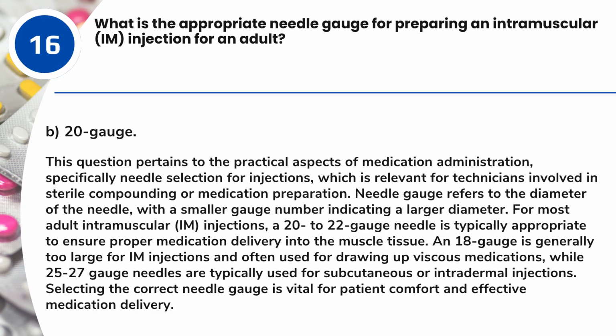is relevant for technicians involved in sterile compounding or medication preparation. Needle gauge refers to the diameter of the needle, with a smaller gauge number indicating a larger diameter. For most adult intramuscular, IM, injections, a 20 to 22 gauge needle is typically appropriate to ensure proper medication delivery into the muscle tissue. An 18 gauge is generally too large for IM injections and often used for drawing up viscous medications, while 25 to 27 gauge needles are typically used for subcutaneous or intradermal injections. Selecting the correct needle gauge is vital for patient comfort and effective medication delivery.